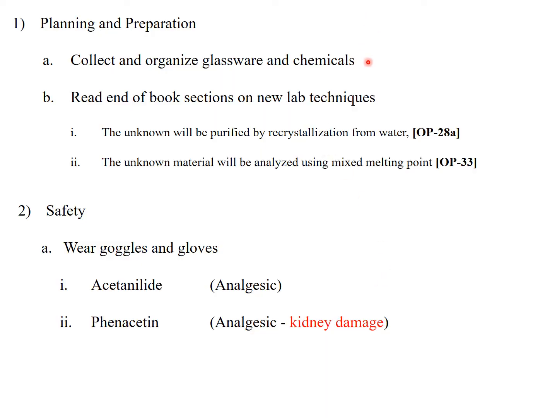So again, we're going to collect and organize our glassware and chemicals. We're going to read the end of the book sections on operations for these new techniques, recrystallization from water and mixed melting points. Safety again, we only have 2 analgesics now, phenacetin and acetanilide.